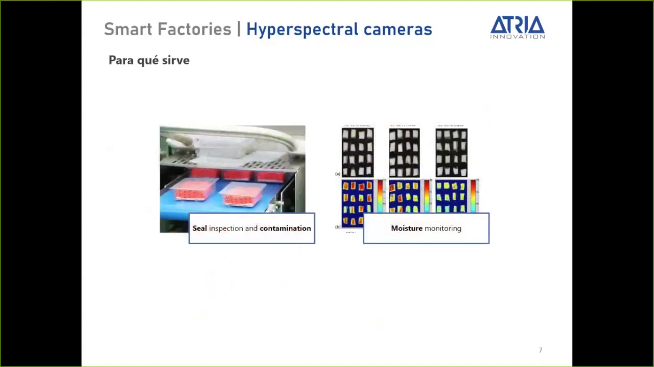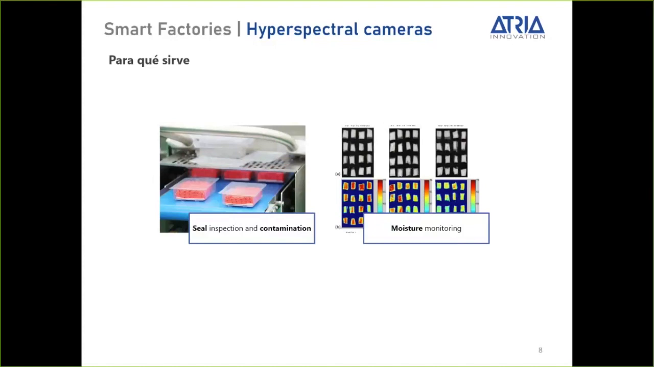And the last two applications: the first one is seal inspection and contamination. This is very important, for example, for the meat industry, as we can control if the seal has been correct, and also if there are small bits of different plastics or any other foreign element. We can see that also with the hyperspectral camera, and the most important thing is that we can see it in line, because those lines are usually quite quick.